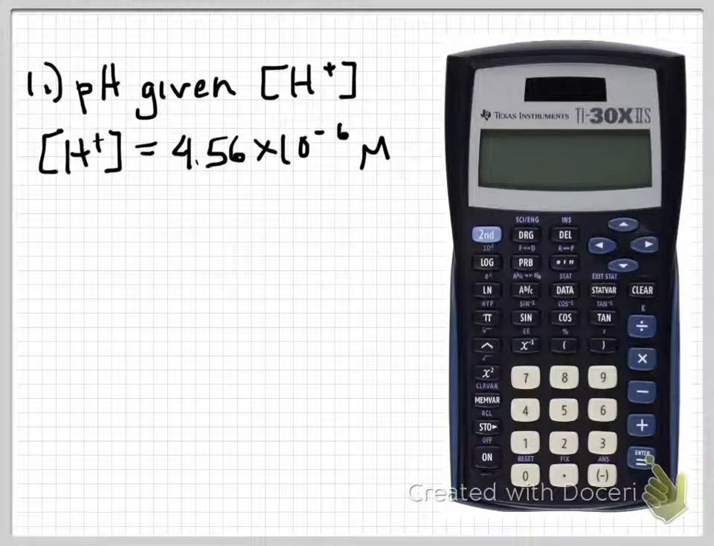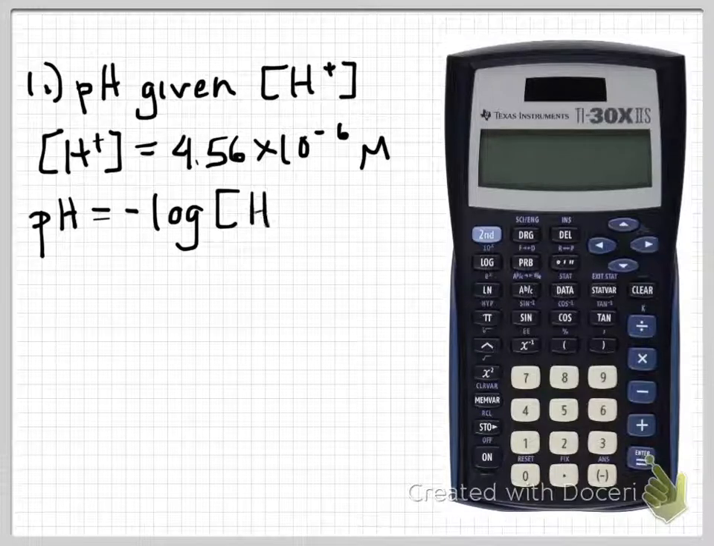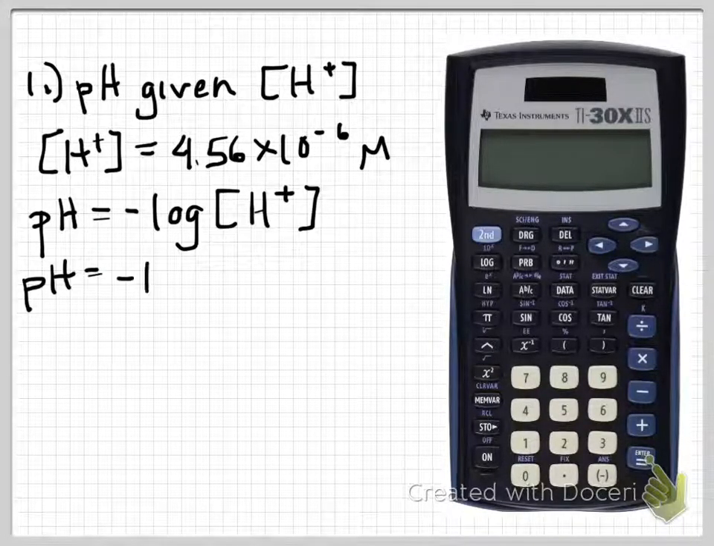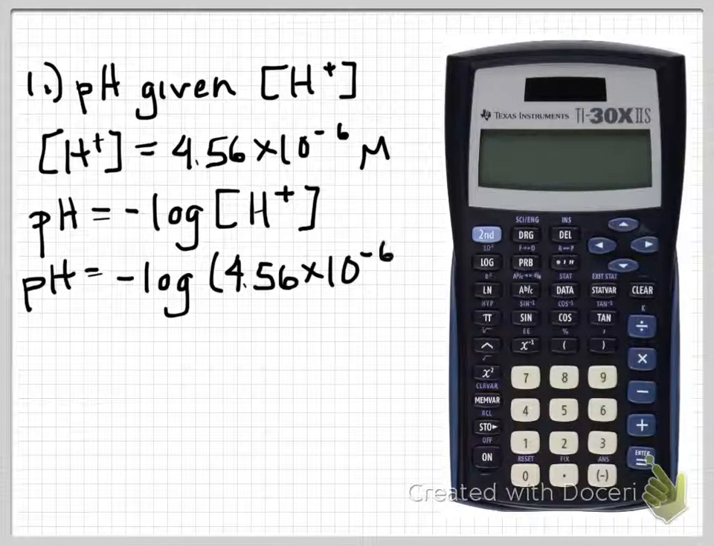So this first example is of pH given H plus concentration. You may run into this situation if you're calculating the pH of a strong acid or even a weak acid and you want to get the pH. So if I'm telling you that H plus concentration is 4.56 times 10 to the minus 6, the formula for pH is pH equals the negative log of the H plus. So pH equals negative log of 4.56 times 10 to the minus 6.